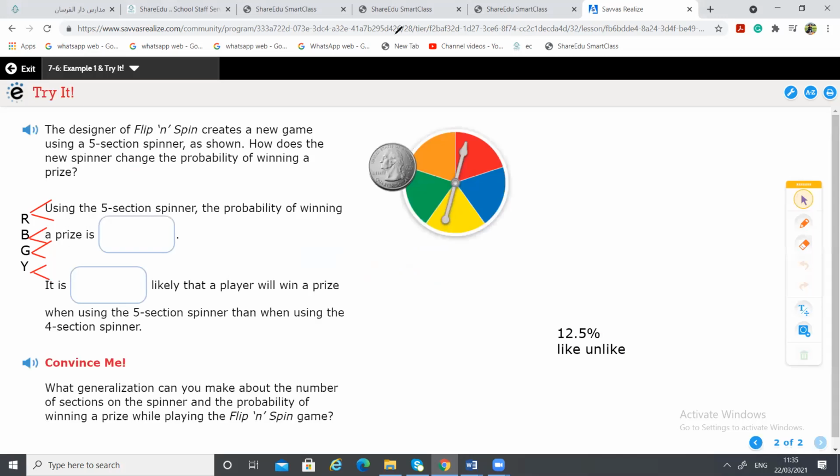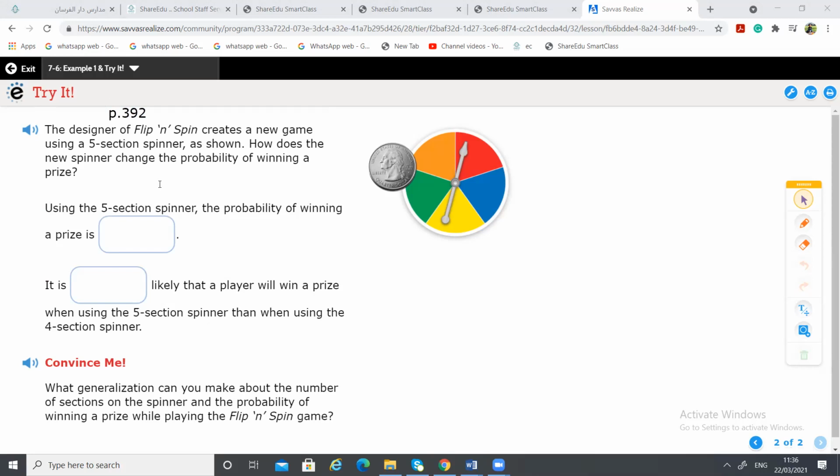One minute, girls. Now let me just erase this. And please try this. This is on page number 392. You will write it, girls. Page 392. Try it. The designer of Flip and Spin creates a new game using a 5-section spinner, as shown. How many sections? 5. Yani total is 5.